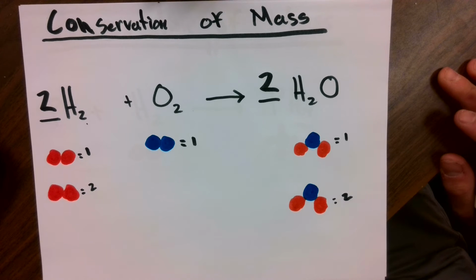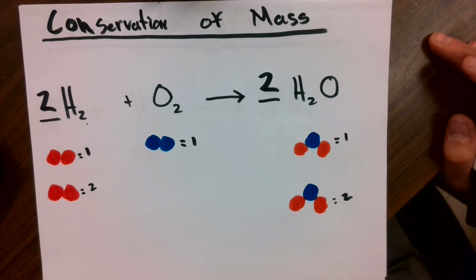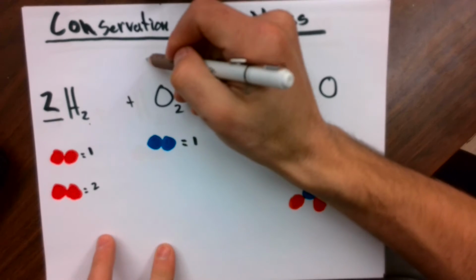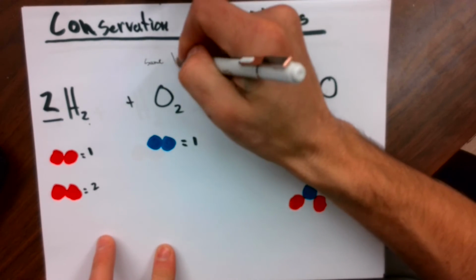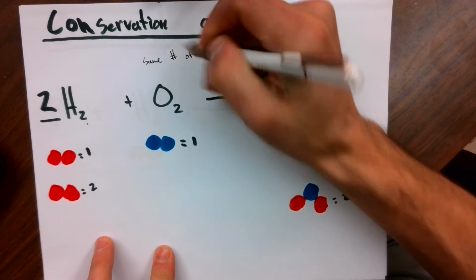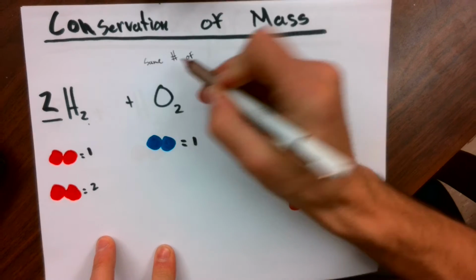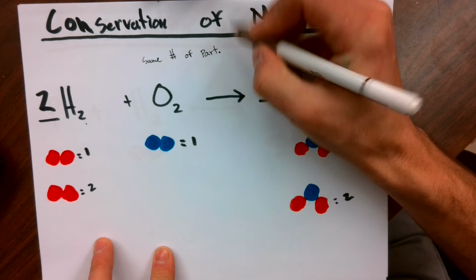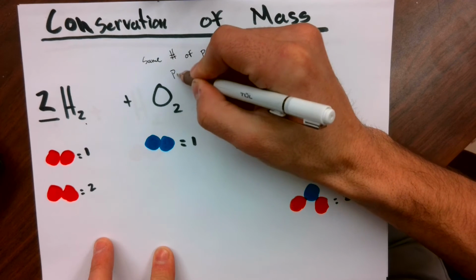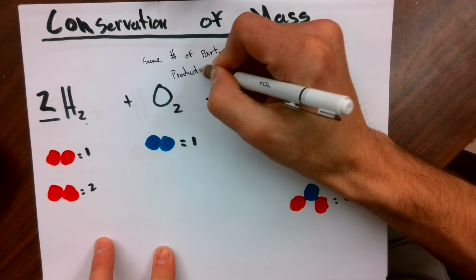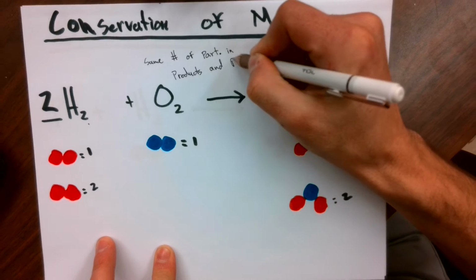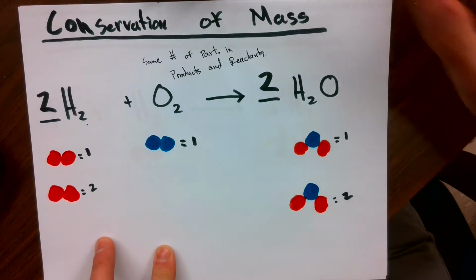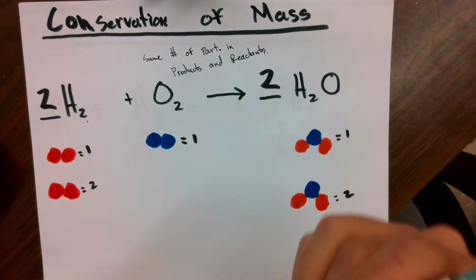I can do that, right? I can change the coefficients. So let's see if it follows the law of conservation of mass, which one more time means the same number of, that's not a hashtag for you Twitter fans, that's a number of particles, I'm just going to put part, in products and reactants. Okay, so it has to follow the law of conservation of mass.